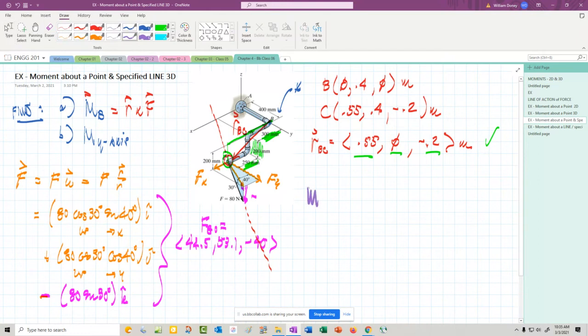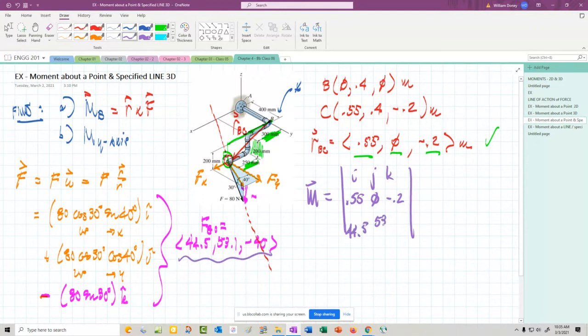So we're going to build this R cross F, I, J, and K. Across here, we'll have 0.55, 0, minus 0.2. The force vector goes in last. That's 44.5, 53.1, minus 40. And if we go through all that mess, we get like a 10.6, 13.1, and 29.2 Newton meters.